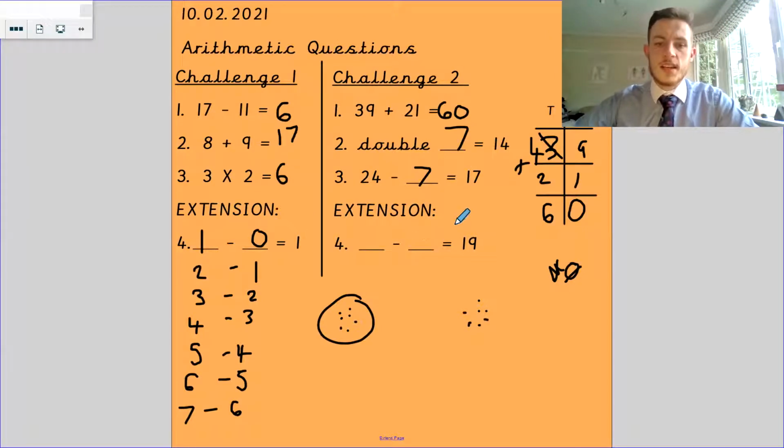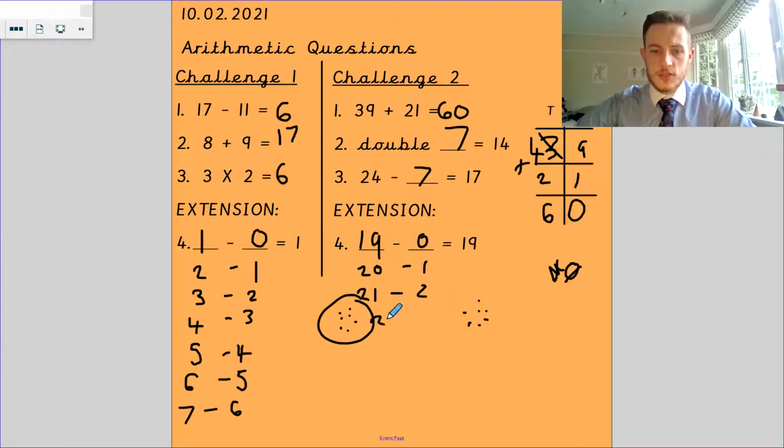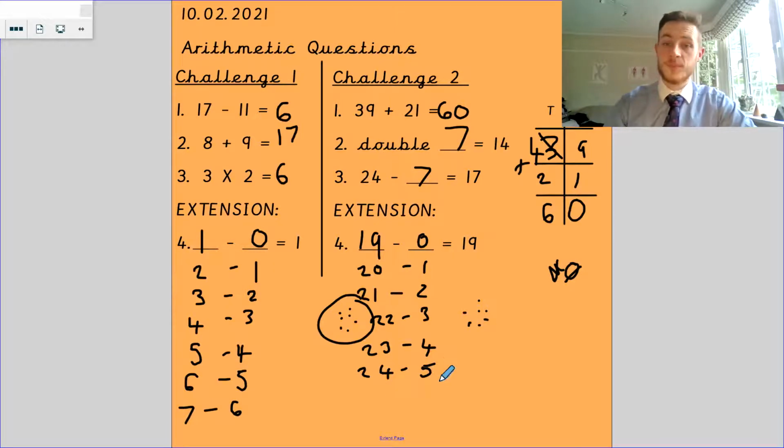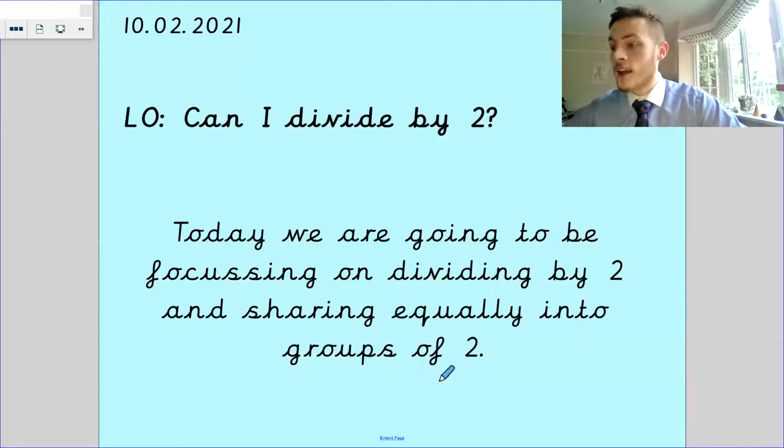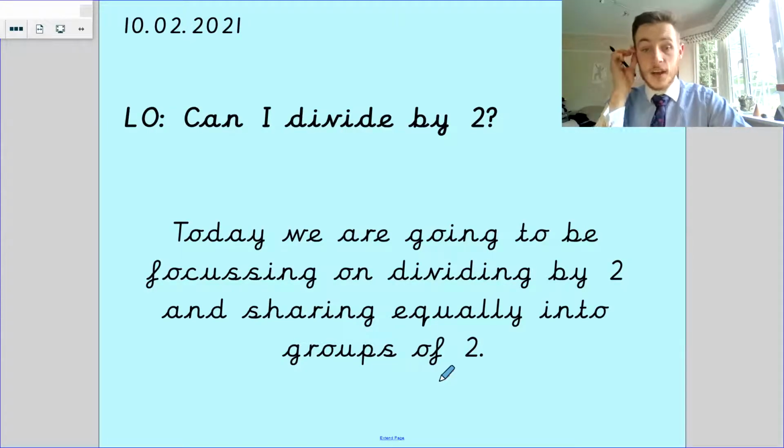Something take away something is 19. Again, we're good at these now. 19 take away 0. 20 take away 1. 21 take away 2. 22 take away 3. 23 take away 4. 24 take away 5. And you can see that pattern as this one counts up, this one counts up as well. Right, let's move on with our lesson today. So today we're looking at, can I divide by 2?